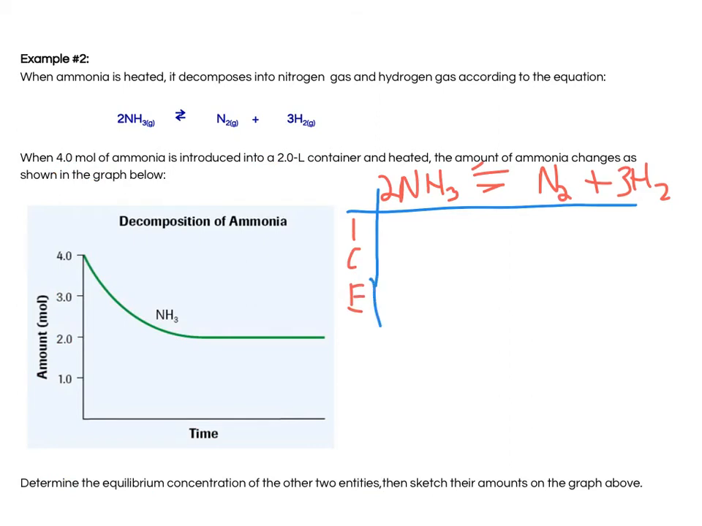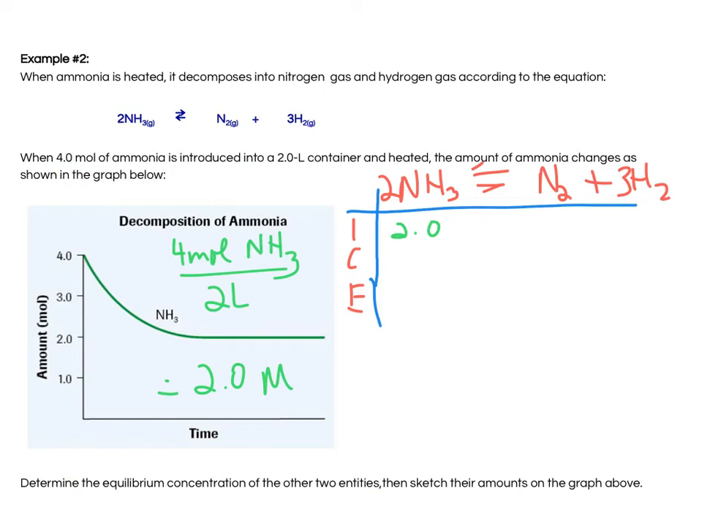All right, so some work on the side here. I know that I have my initial 4 moles of ammonia in 2 liters. So I'm going to do a quick calculation here on the side. I know that I have 4 moles of ammonia in 2 liters, which tells me that initially I have 2 moles per liter of ammonia. So I'm going to put that into my ICE chart.